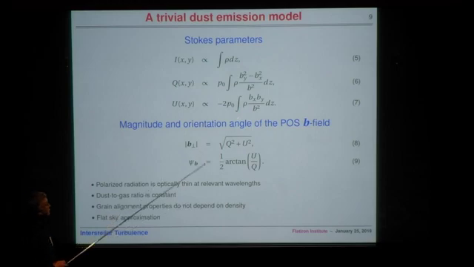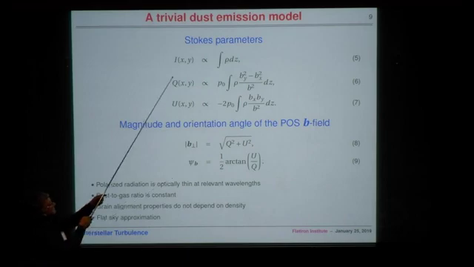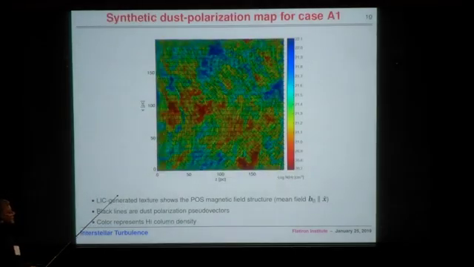So we just assume optically thin dust radiation, constant dust to gas ratio, grain alignment that does not depend on density, and we use the flat sky approximation, as simple as that. Okay, so then we can compute I, Q, and U, and we can generate synthetic polarization maps.